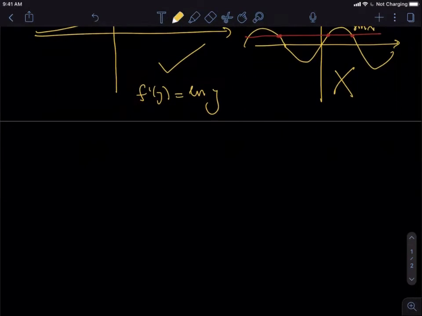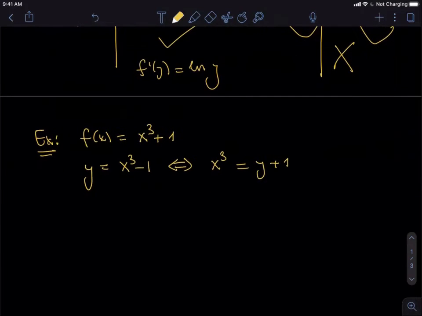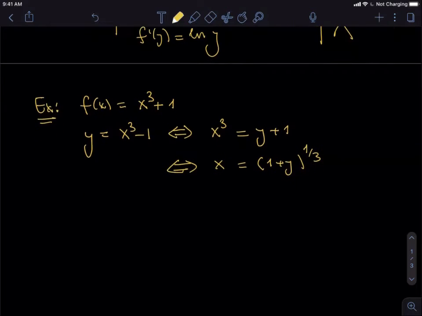Now, I want to mention a couple of things about how to find these inverse functions. So let's work with some examples. Let's say f of x equals x to the power 3 plus 1. We know how to do this, but let me do it carefully once. So this means x to the power 3 equals y plus 1, right? We are solving for x. That's the goal. So x equals 1 plus y to the power 1/3. And that is going to be my inverse.